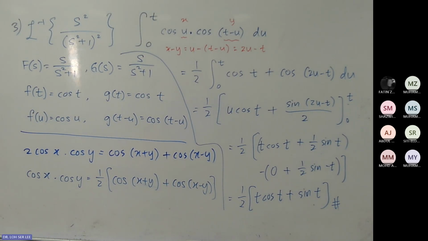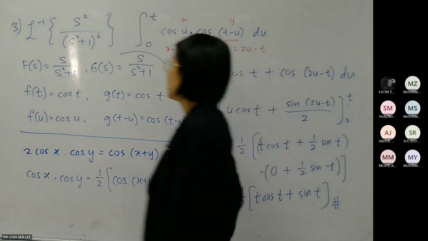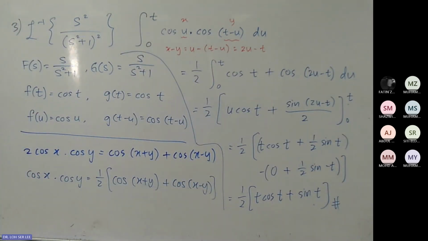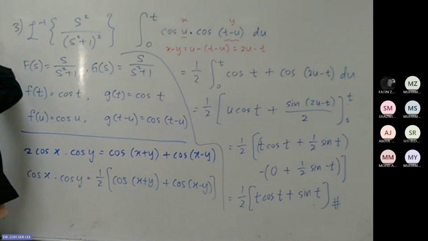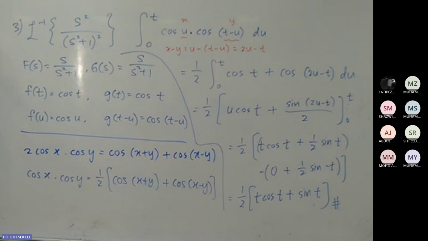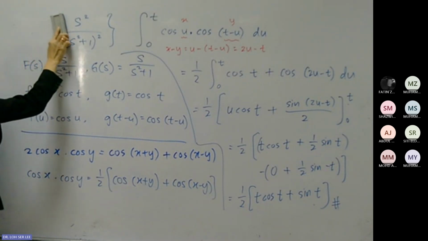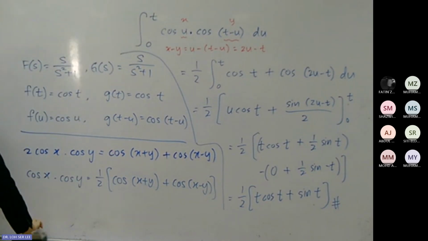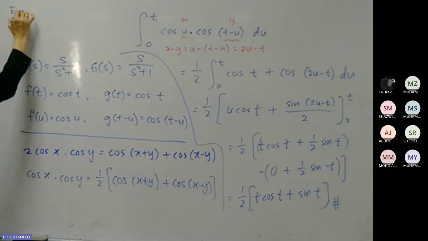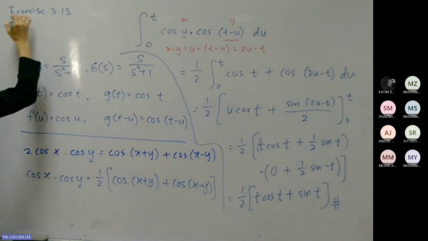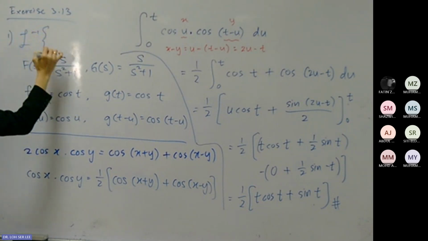To exercise 3.13. Okay, exercise 3.13. That is asking you whether you know how to choose the suitable method or suitable properties to solve the inverse Laplace. Okay, number 1.